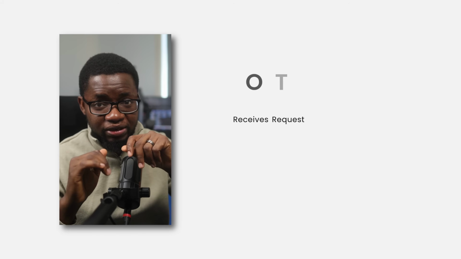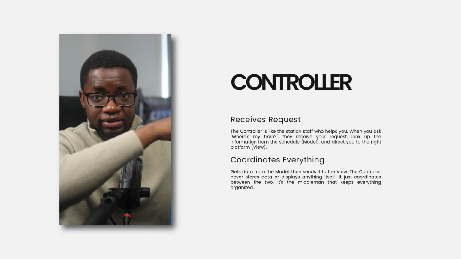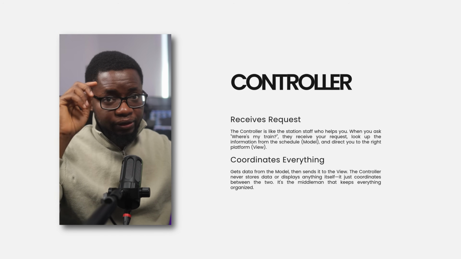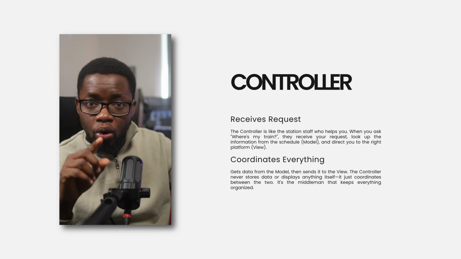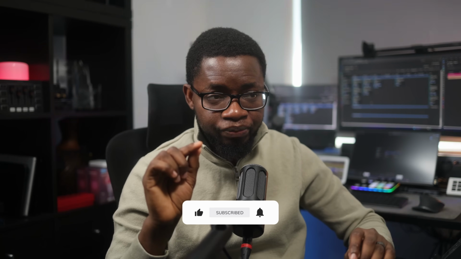That is its job. The controller is what does the heavy lifting between the view and the model. The controller is the middle manager. Someone asks, what trains are leaving at the next hour? The controller takes that request, goes to the model, fetches that data, and passes it back to the view to display. That is the heavy lifting. That is where the conversion and most of the logic actually happens.